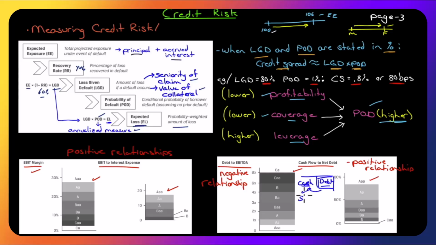Cash is a stock variable. Cash flow is a flow variable, right? Does your cash flow to net debt ratio, is that low or is it high? The lower the cash flow to net debt, the lower your credit rating. So you want a nice high relationship. That's positive. All of these are positive relationships except debt to EBITDA.